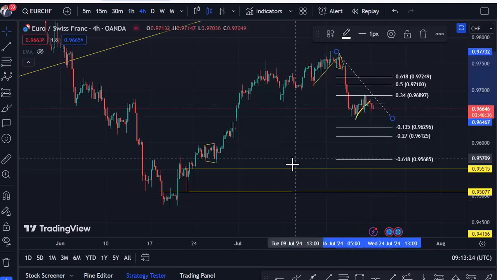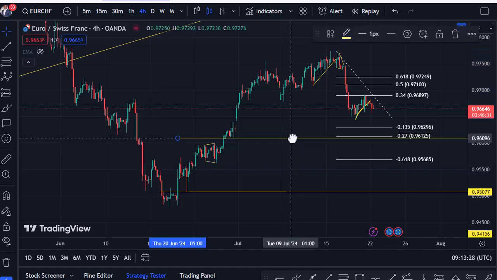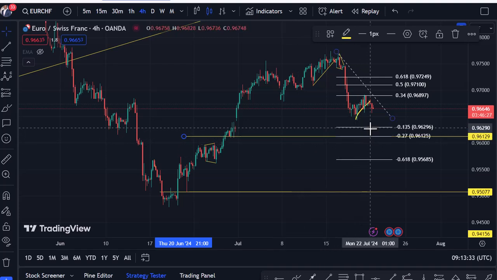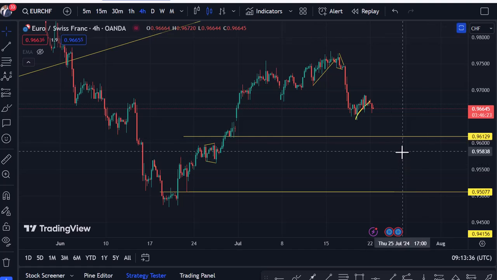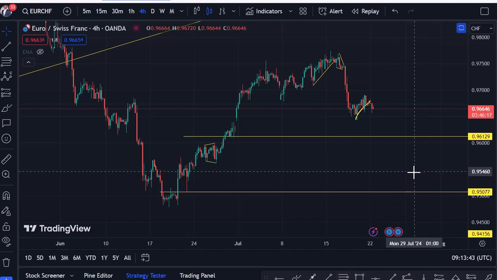So like this point, like the 0.27 fib level. This is where we're expecting the market to drop to. Like that is a Euro Swiss. So I think this is a very, very high probability setup.